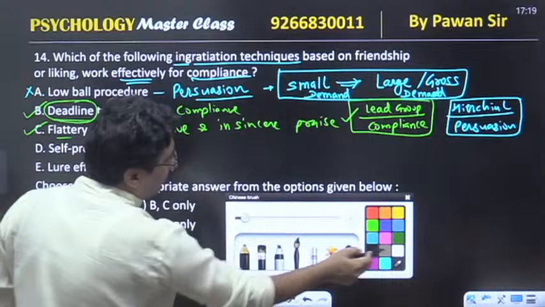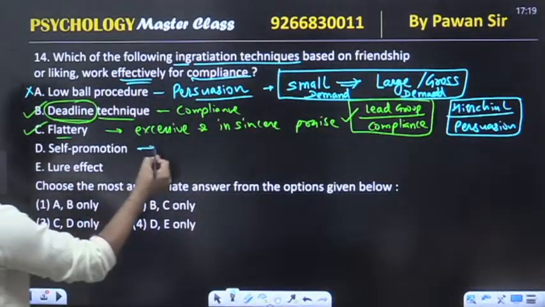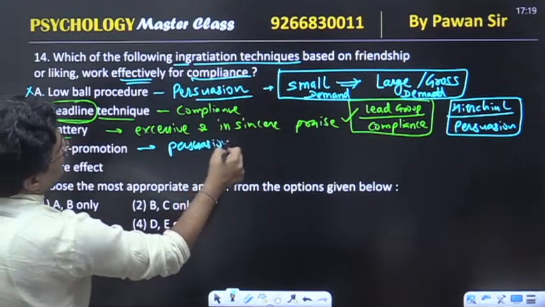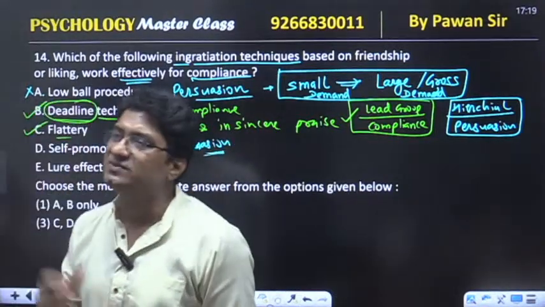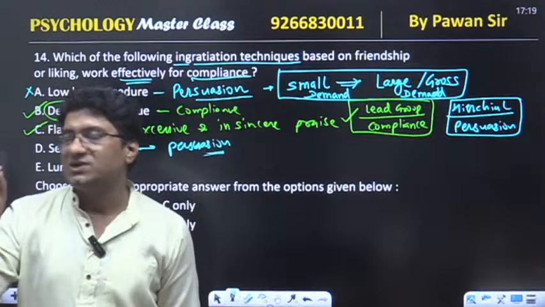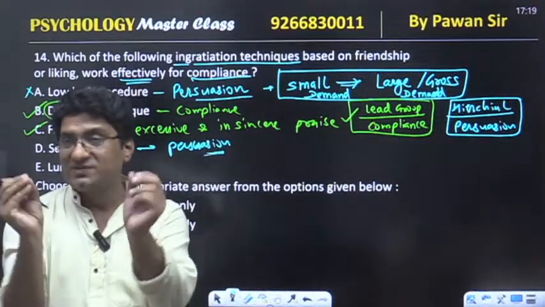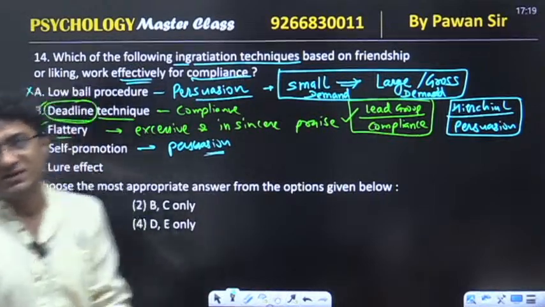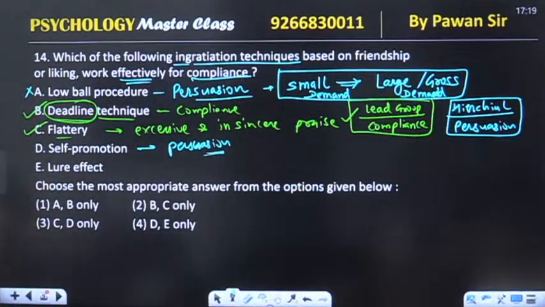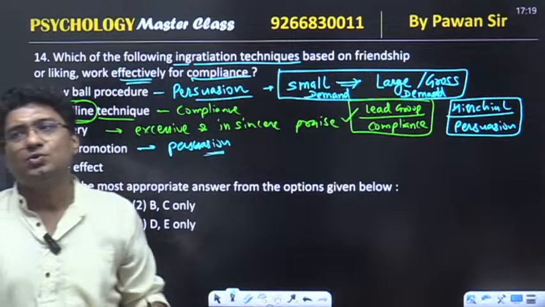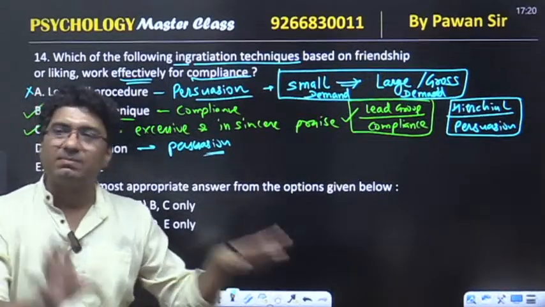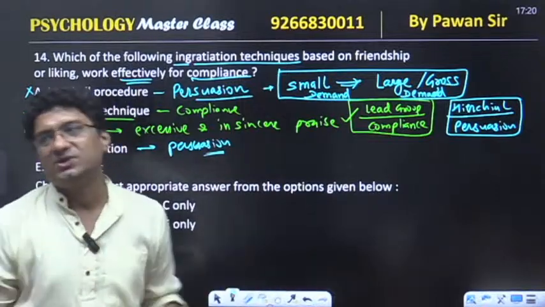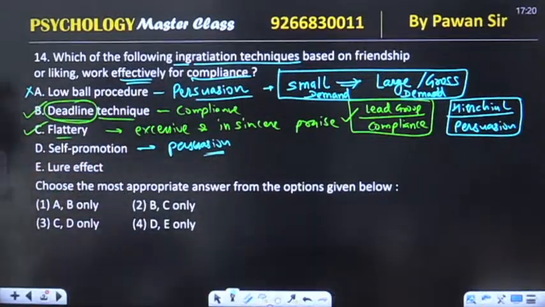Then self-promotion. Self-promotion is a kind of persuasion technique when we want to represent ourselves, promote ourselves for a certain sale, for a certain success, for various things. So self-promotion is a kind of persuasion where we want to present ourselves for doing some kind of work or so that the individual listens to us. There we will self-promote.